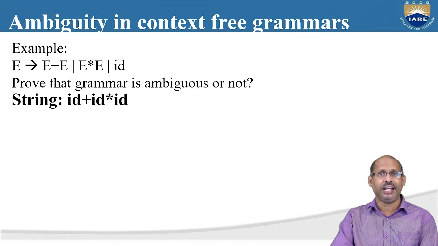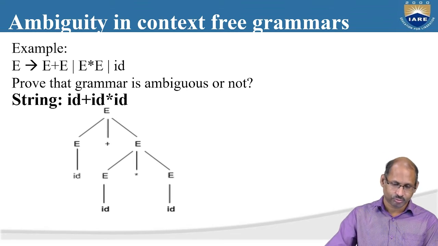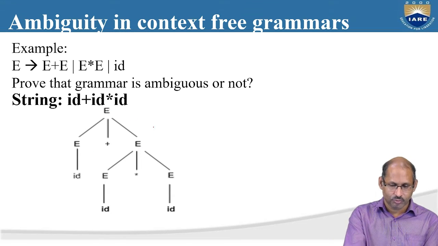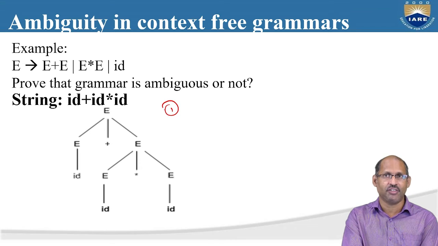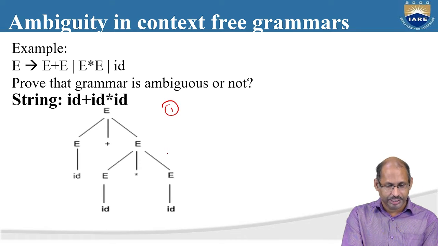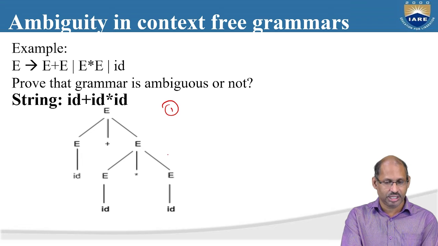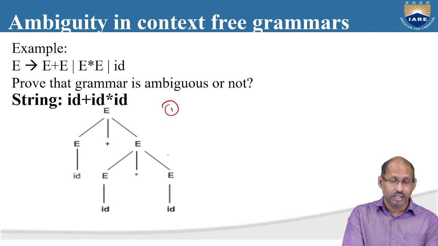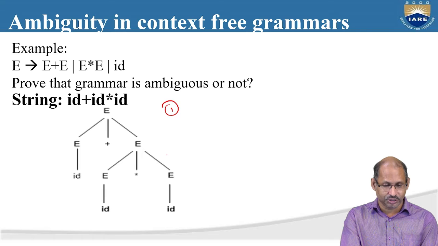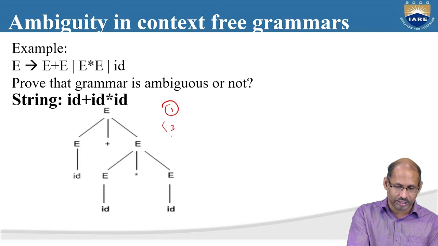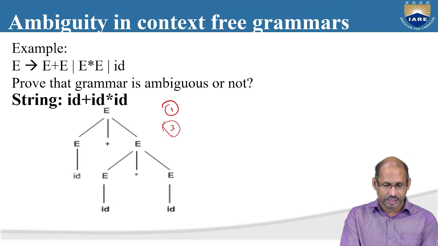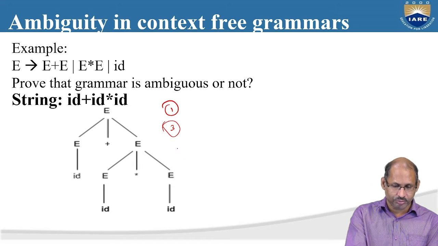Now we are considering id plus id into id. E gives E plus E, production number 1 we have considered. Then E gives id, leftmost derivation we are using, right? E gives id, so production number 3 is considered. Then E gives E into E, so the second production is considered.